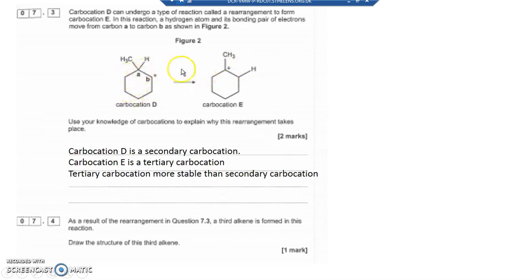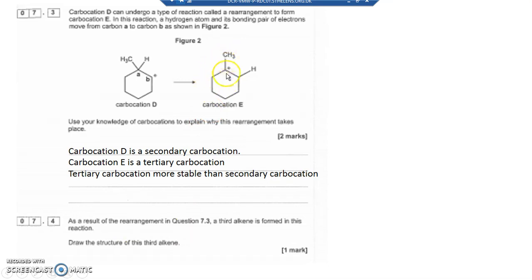So the question isn't asking how this rearrangement's happened, it's just simply asking you to recognize that this is a secondary carbocation, this is a tertiary carbocation, and the tertiary carbocation is more stable than the secondary carbocation, and that's why that happens. As a result of this rearrangement, a third alkene is formed from this reaction. Draw the structure of this third alkene.